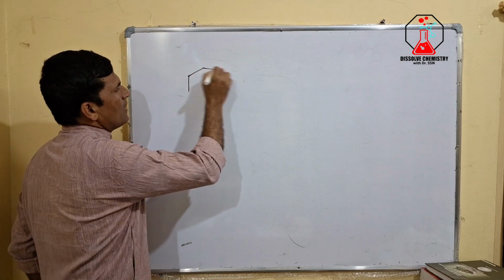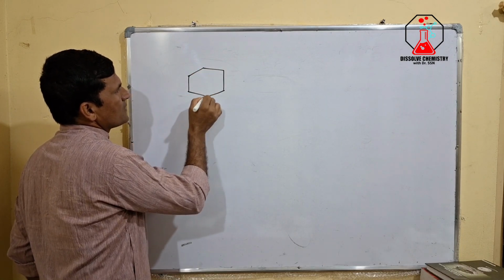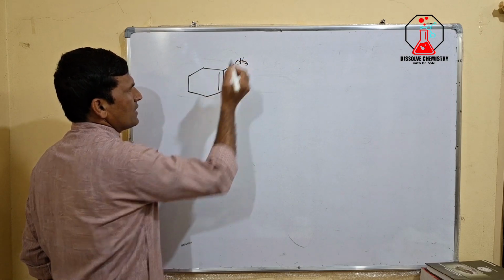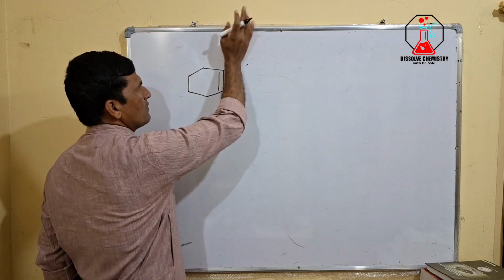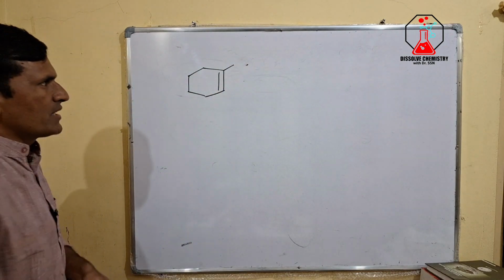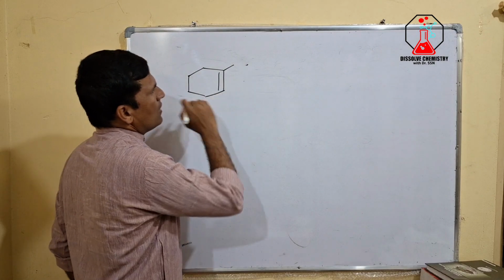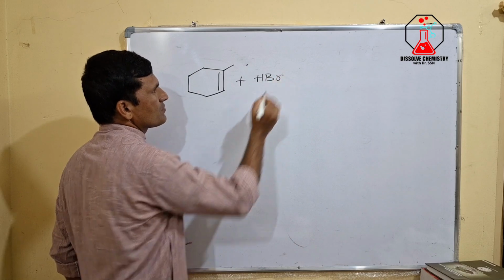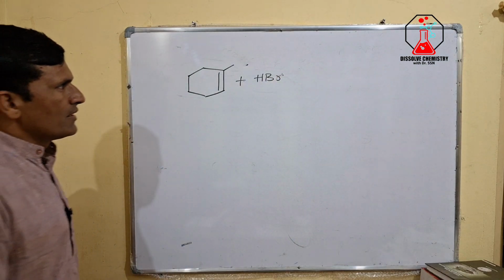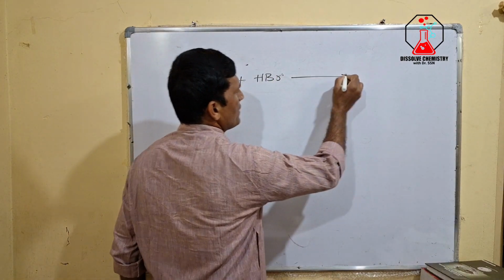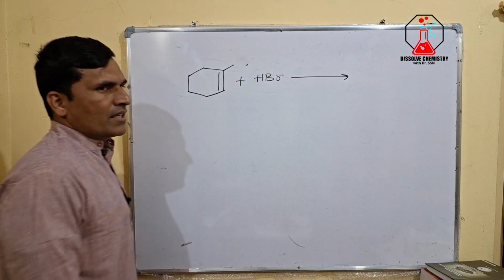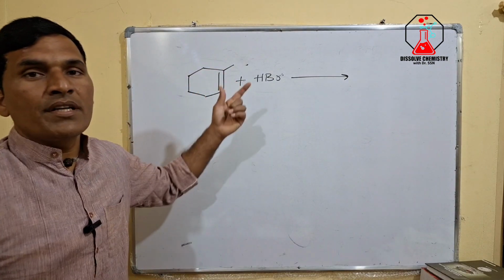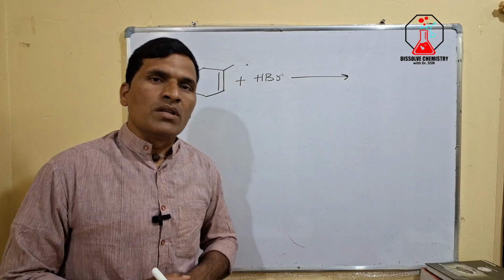You see here, when you take a substrate like this, in the examination they will write CH3, or they will just put it like this. It is understood that it's a methyl group. Now, when you go for addition of hydrogen bromide, if no condition is mentioned here, then it should be understood that it is going to add according to Markovnikov's rule.